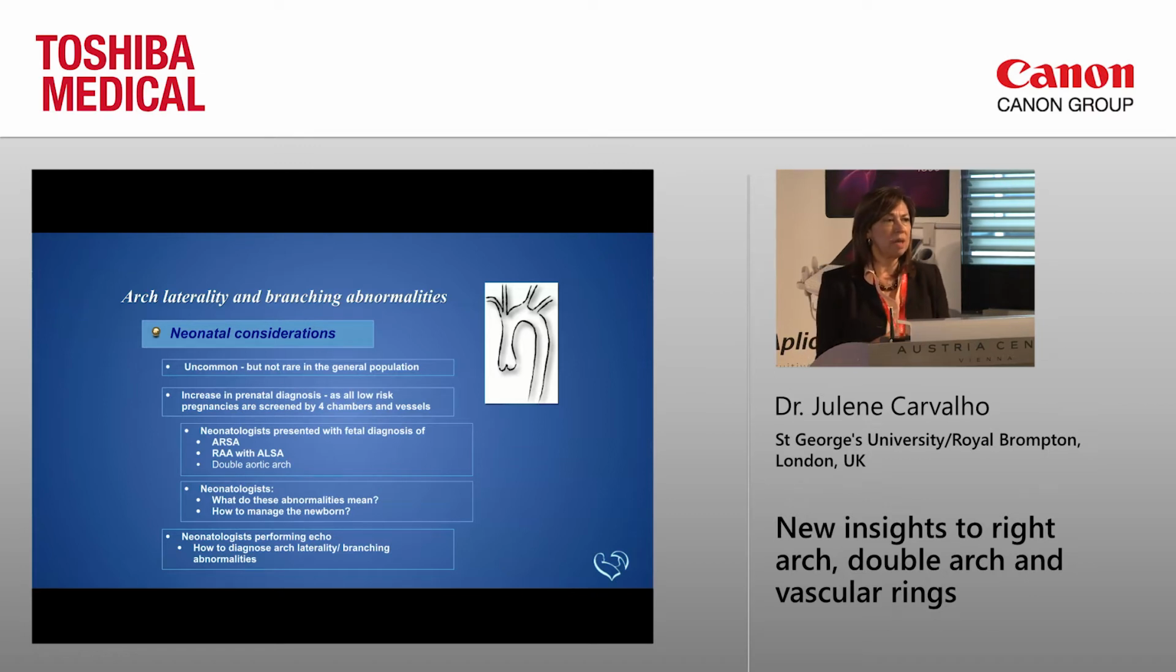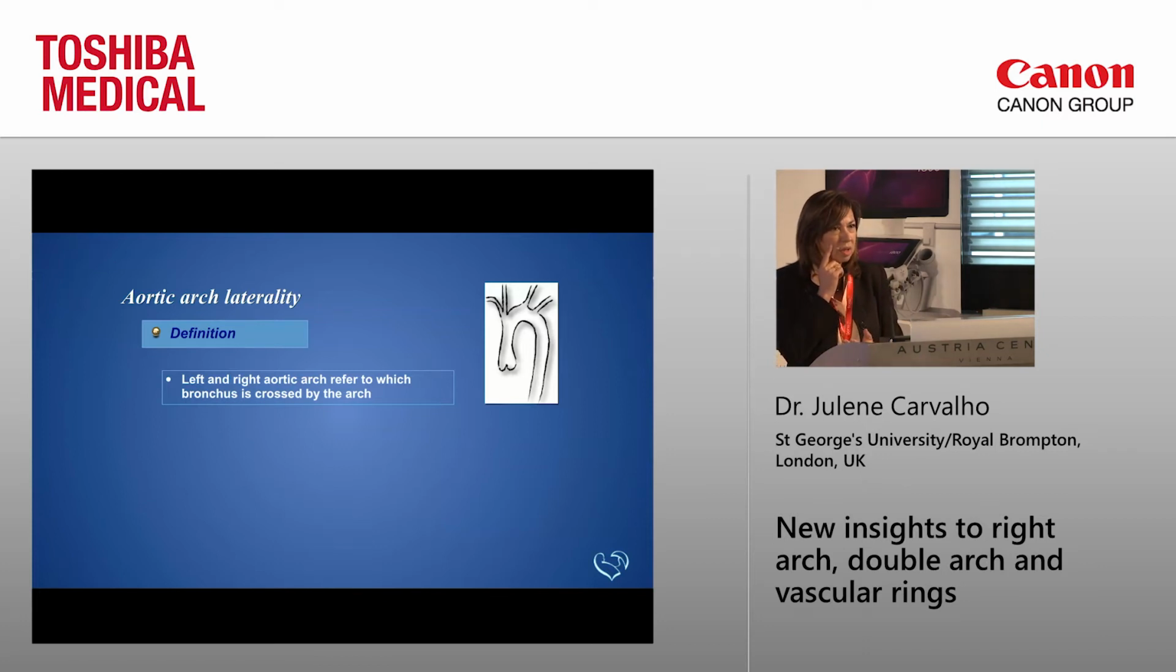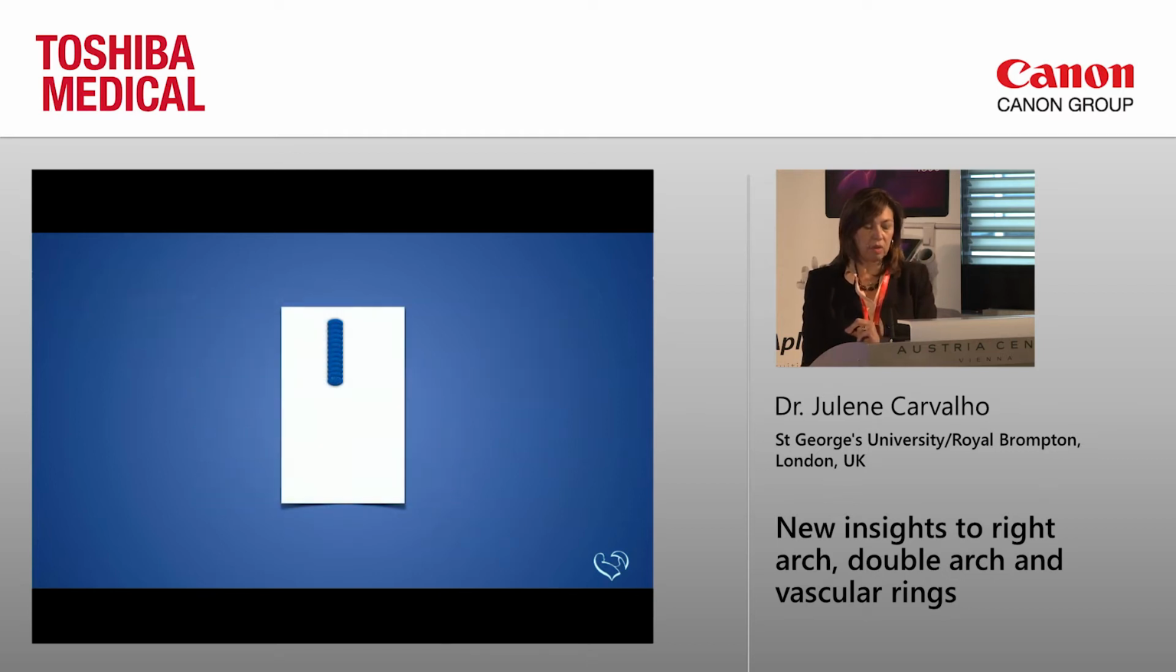understand what is meant by right and left aortic arch. By definition, a left arch is an arch that crosses the bronchus. So a left arch crosses the left bronchus and is also to the left side of the trachea. That's a key point in the prenatal diagnosis. And the right arch crosses the right bronchus and is to the right of the trachea. It's the trachea that we're going to use to determine prenatally if it's a right or left aortic arch.